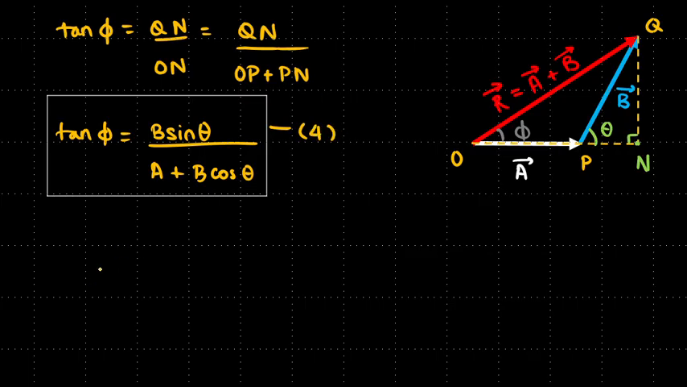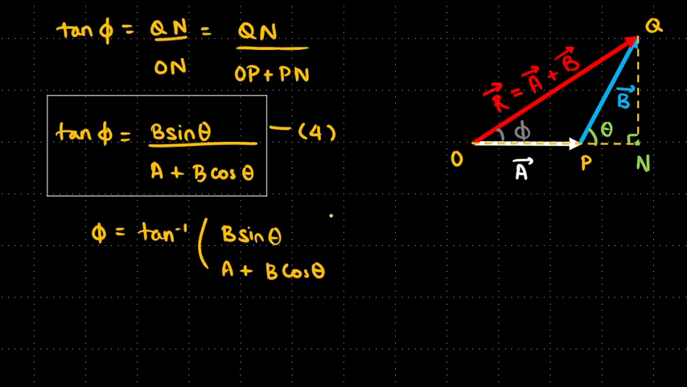And the actual angle that you need to find is just phi. So let's write it right over here. Phi will just be tan inverse of this expression: b sine theta by a plus b cos theta.